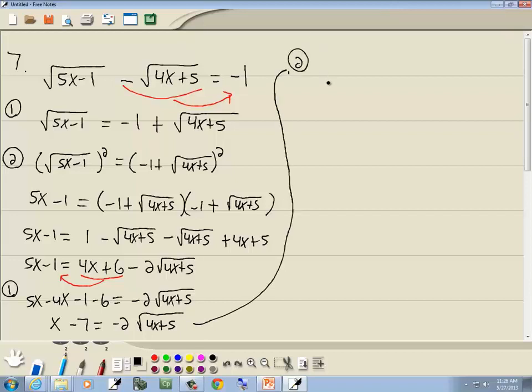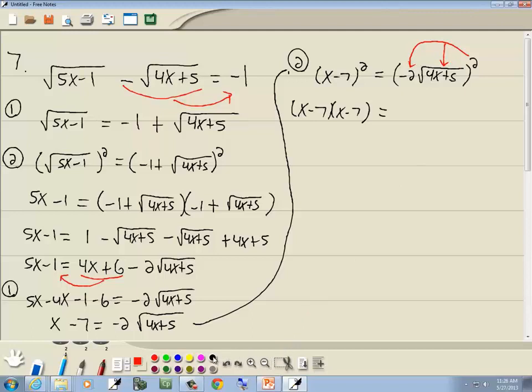Step 2 says raise both sides to a power equal to your index. It's a square root again, so we're going to square both sides. So we've got x minus 7 squared is equal to negative 2 square root of 4x plus 5 to the second power. Now x minus 7 squared means x minus 7 times x minus 7. And over on the right side, since everything inside your parentheses is multiplication, we can take everything to the second power. So I'll take negative 2 to the second power, and I'll take the square root to the second power. So I got negative 2 squared and square root of 4x plus 5 squared.